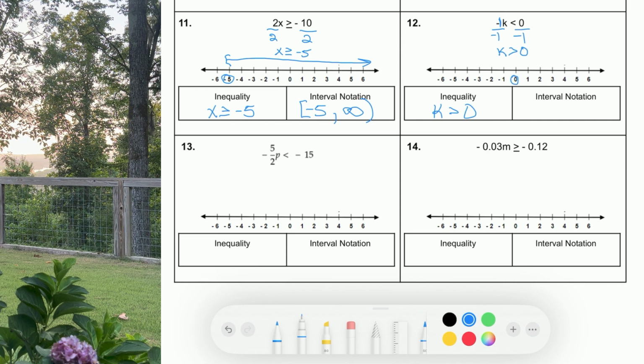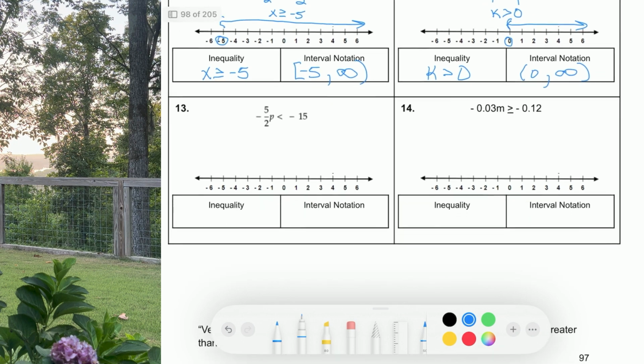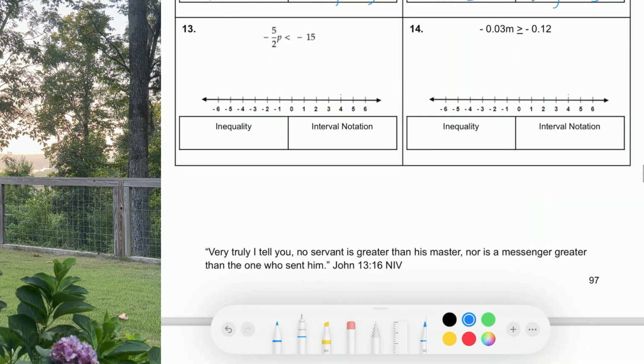So our frame of reference is 0. K is greater than that. Doesn't equal it, it's just greater than that. So we're going to have a parentheses here, and we're going to go towards the right. Our interval notation is going to be parentheses 0, comma, positive infinity, parentheses.